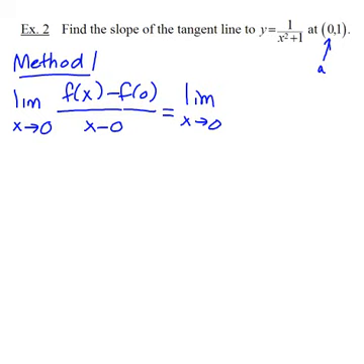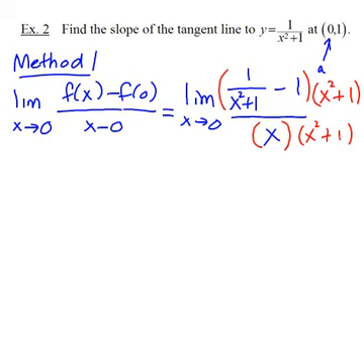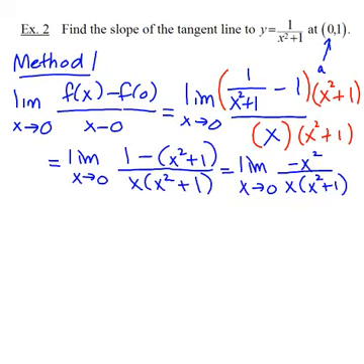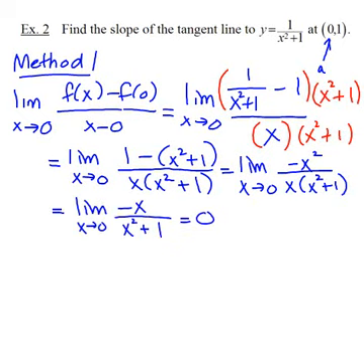Substituting for f(x) and f(0), we get the limit as x approaches 0 of 1 over x squared plus 1 minus 1, all over x. We can't just plug in 0 for x right now because it makes our expression undefined. To evaluate, we might find it helpful to eliminate the denominator x squared plus 1 by multiplying it through the numerator and denominator. Simplifying, we end up with negative x squared over x times x squared plus 1. This reduces to negative x over x squared plus 1, allowing us to plug in 0 for x. So the slope of the tangent line at (0, 1) is 0.